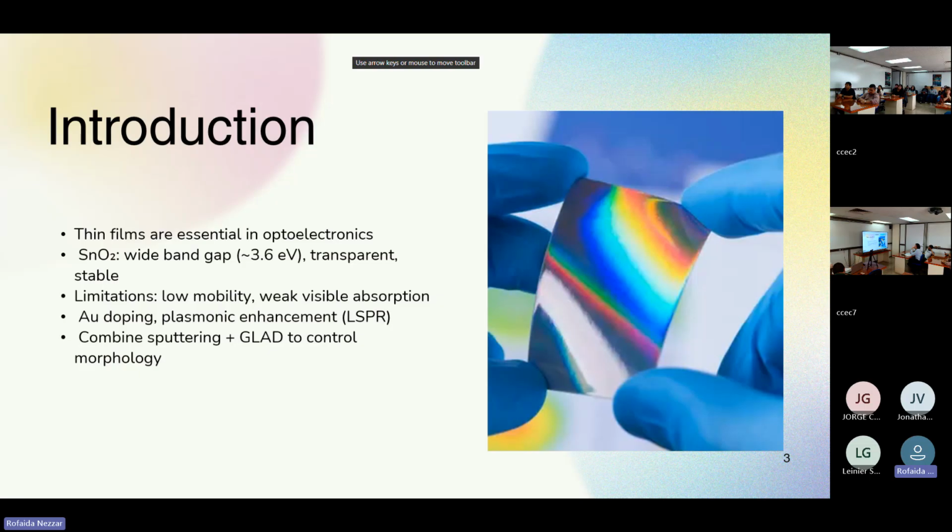And if we want to overcome these drawbacks, we introduce gold nanoparticles into the tin oxide matrix, because gold is particularly interesting. Just as silver, it offers localized surface plasmon resonance, and that enhances both absorption and scattering, allowing the film to interact more effectively with light. And if we combine it with DC sputtering and the glancing angle deposition technique, we can control the film morphology by adjusting the deposition angle.